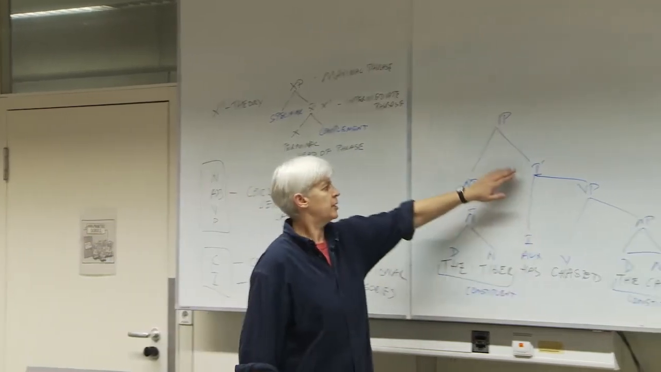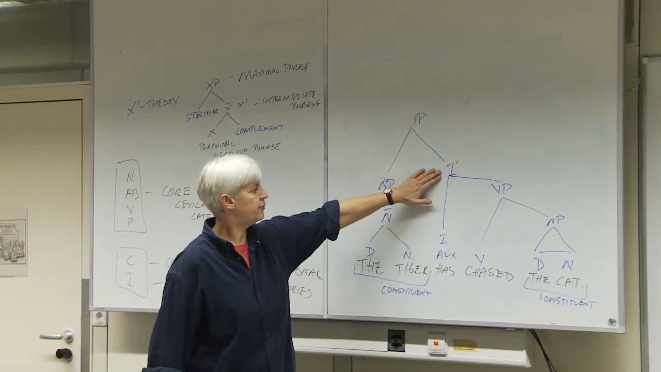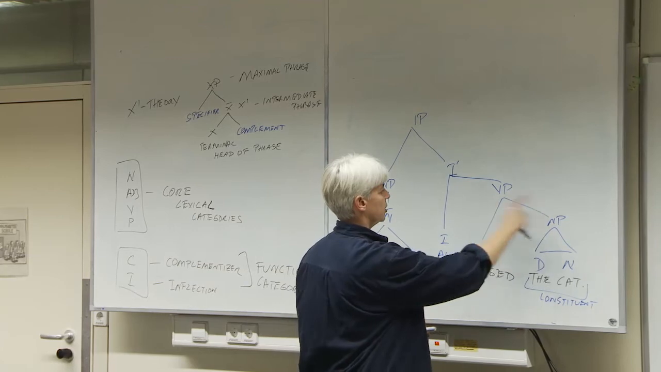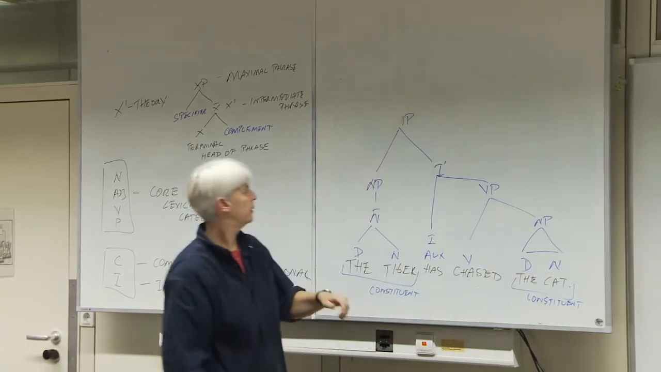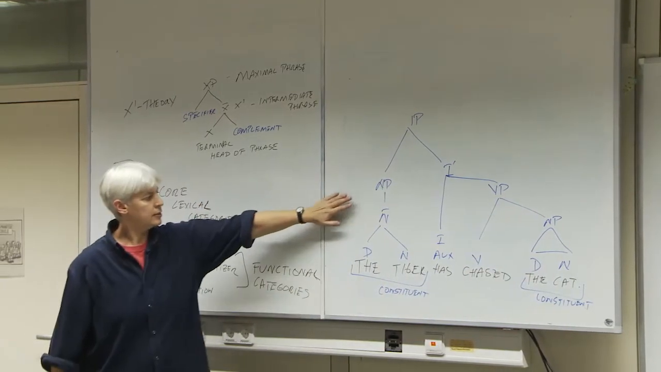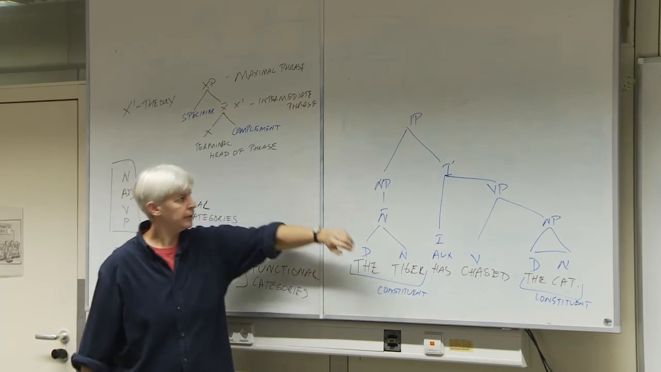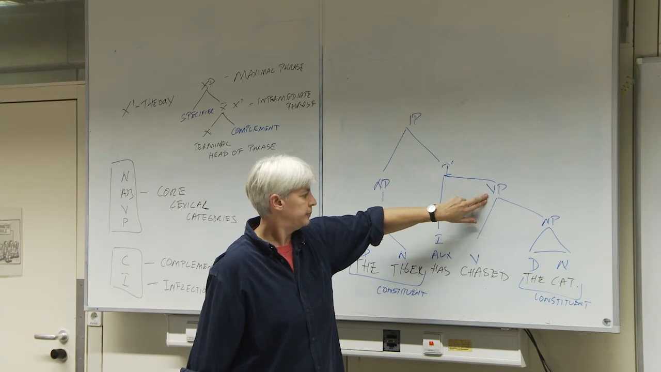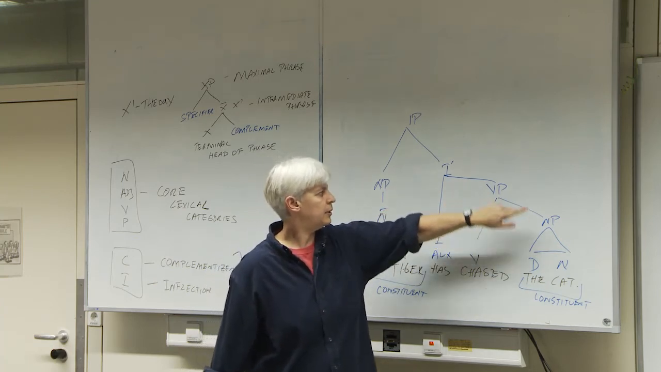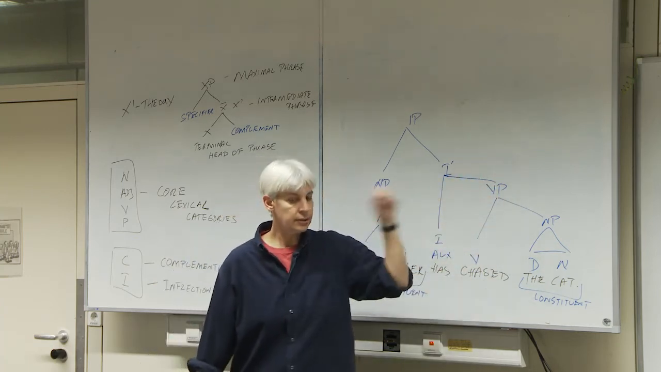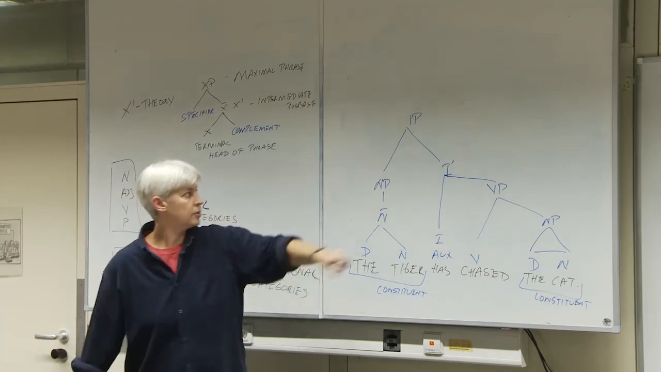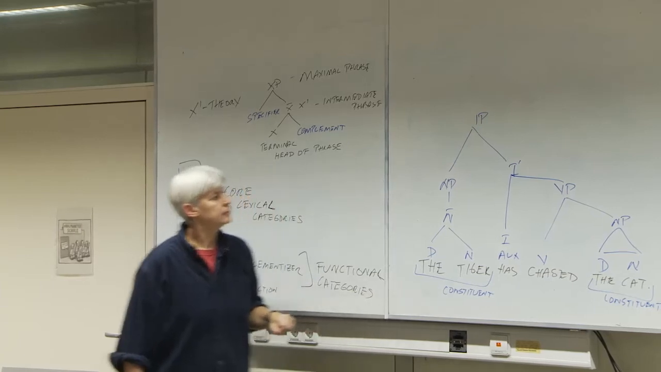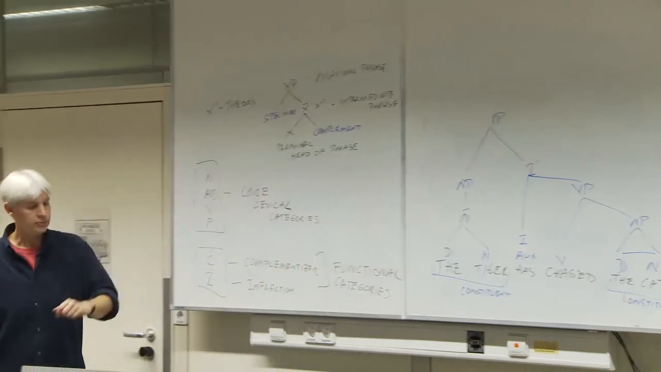That head projects to an intermediate phrase. At the intermediate phrase level, this is considered to be the complement in a sense, and this is its specifier, the subject. The I bar takes a VP, which consists of a V and an NP. Again, you can show that this is a constituent. You can also show that this is a constituent. So you would have that kind of tree.